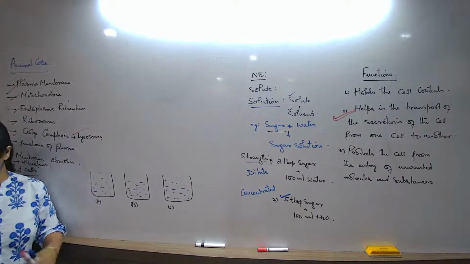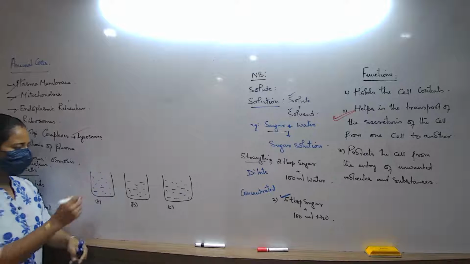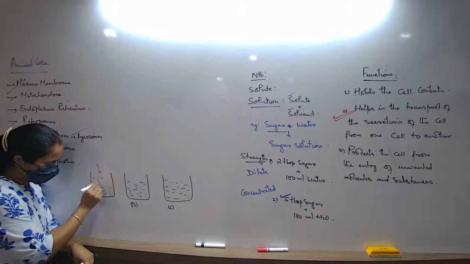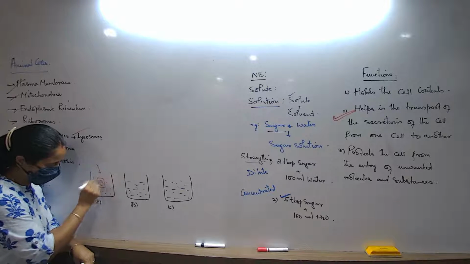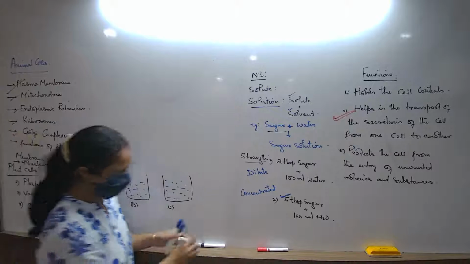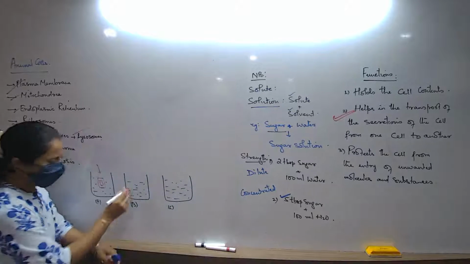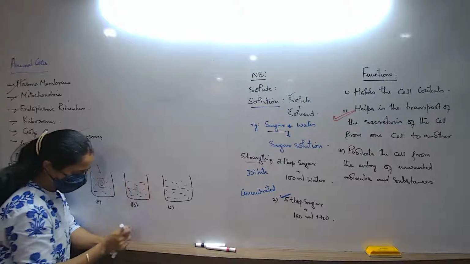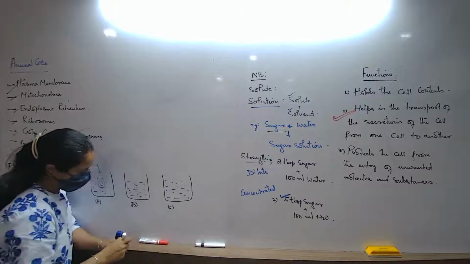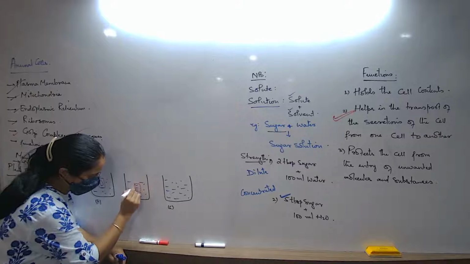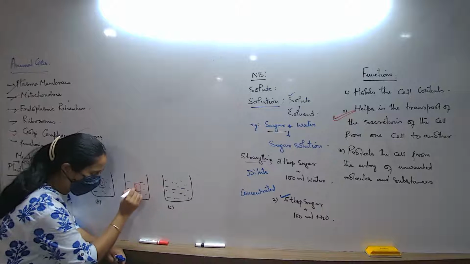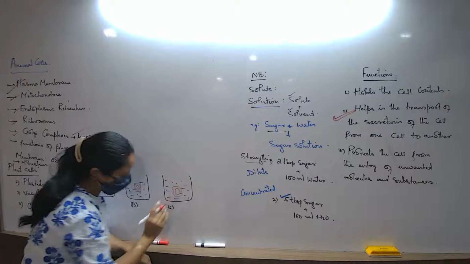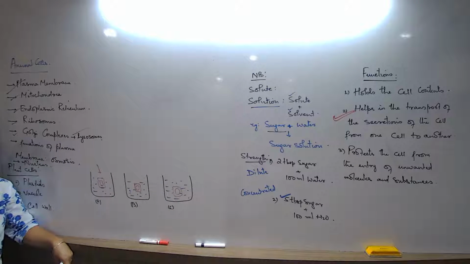Now, we are adding some cells here. What type of cells am I taking? Plant cells. In all three beakers, I am placing some plant cells, same plant. एक ही plant के cells लेने हैं. I place them.